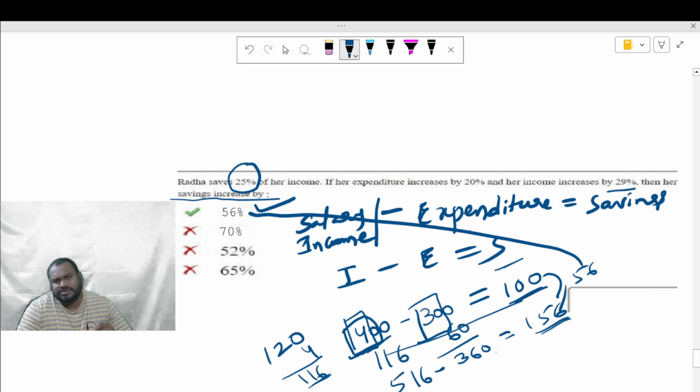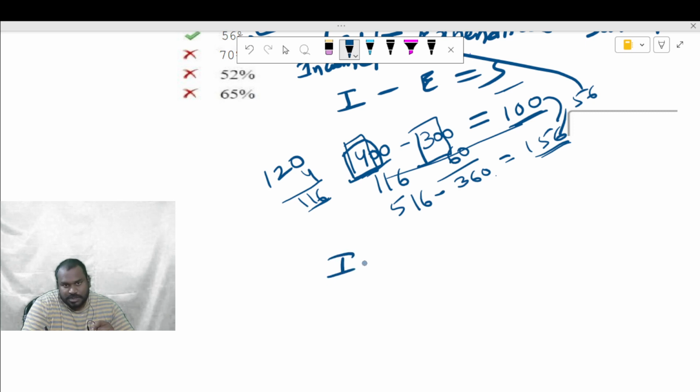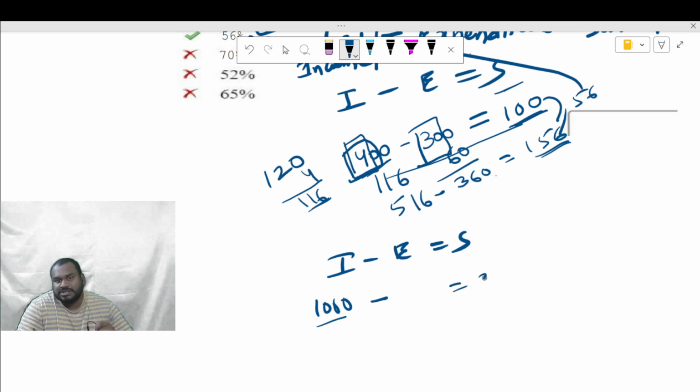You may get confused and not know what to pick. How can I choose 100? Which one should be taken as 100? Then you can do it randomly also, and you'll get the same answer. Randomly means, see, income minus expenditure is equal to saving. I'll take this as 1000. 1000 minus some expenditure equals 25% of this, which is 250. So expenditure is 750. By assuming like this also you can do it.